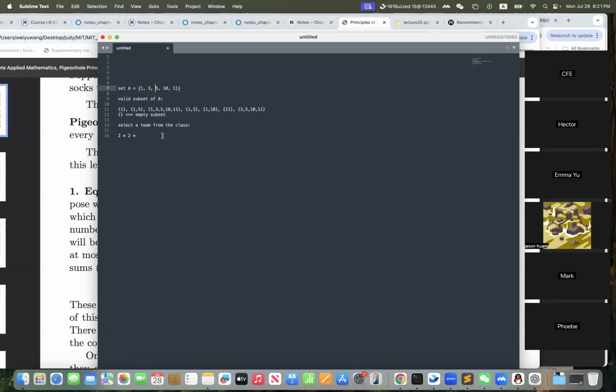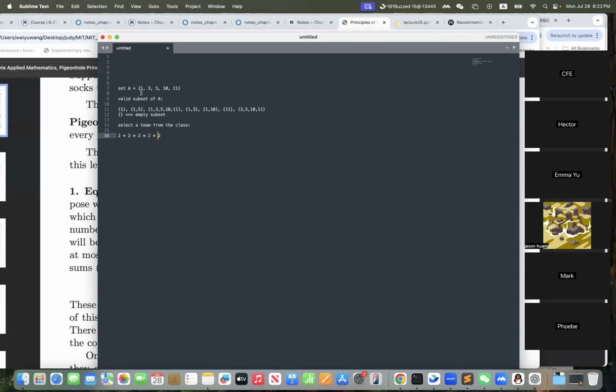And for 5, we also have two choices. For 10, we also have two choices to select him or not. And for 11, we also have two choices, right? So this includes every subset. It also includes the empty subset, because if we do not select 1, 3, 5, 10, or 11, then we get an empty subset. And if we select 1, 3, 5, 10, and 11, we get a team with the whole class, right? It's just that simple. For each of the 5 numbers, we have two choices: select him or not.